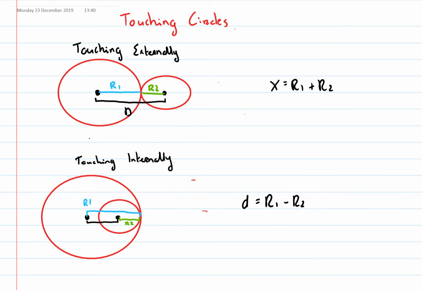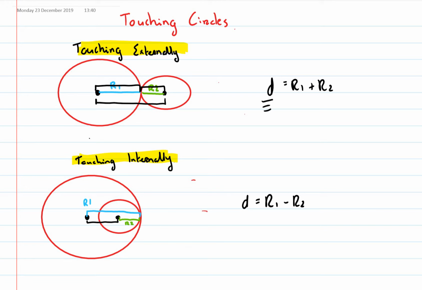If circles touch, they could touch in two different ways. They could touch externally, which means the two circles are outside each other, or they could touch internally, which means one circle would lie inside the other. Now, just one thing for you to know. If the circles touch externally, then the distance between the two centres of the circles will equal the radius of one circle plus the radius of the other.